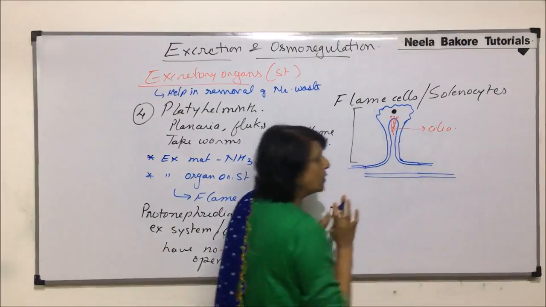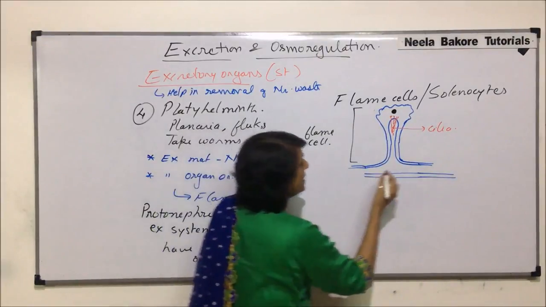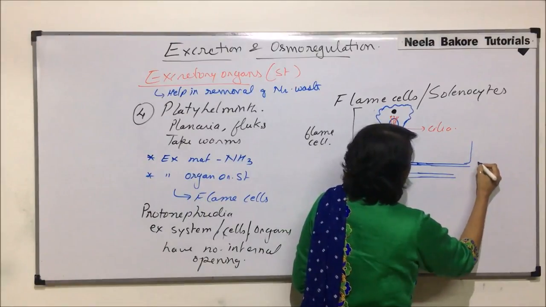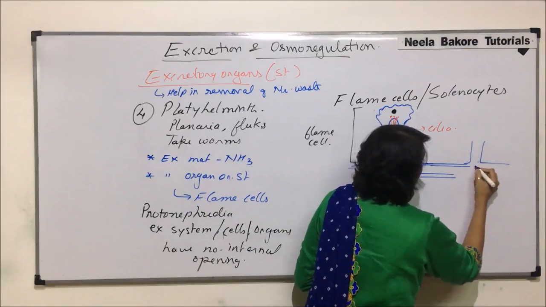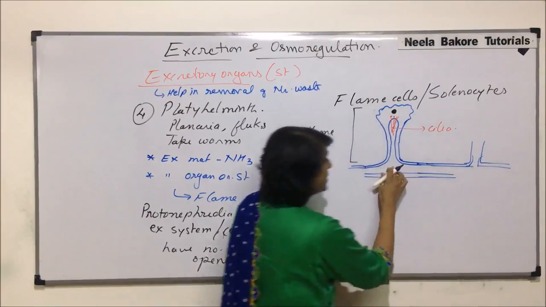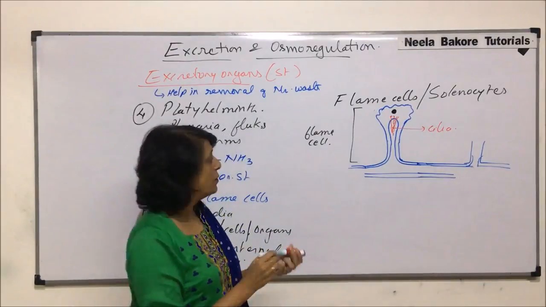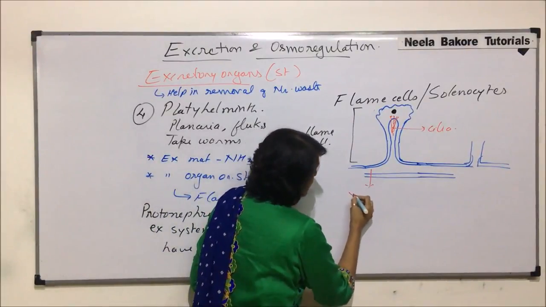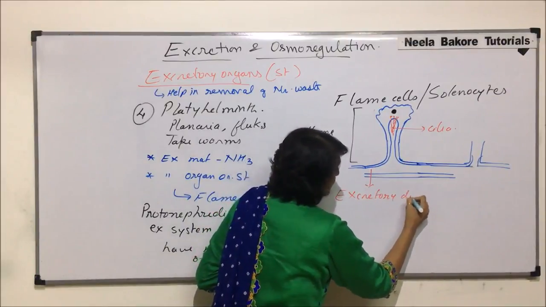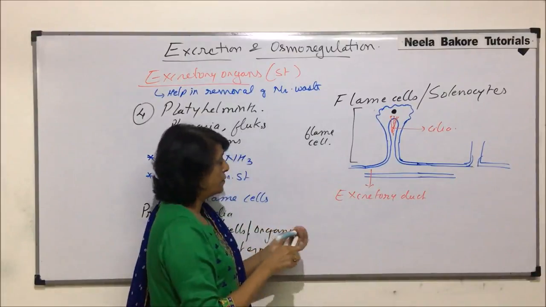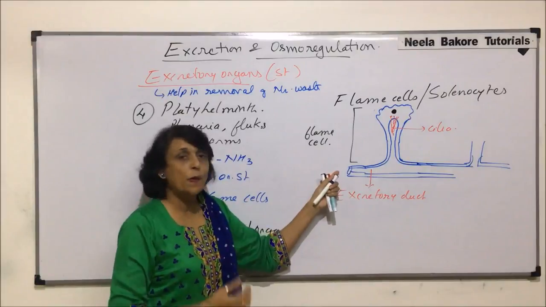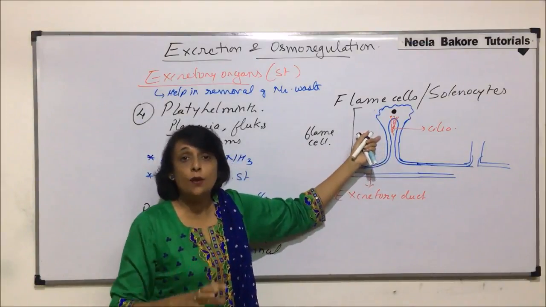Now here we have drawn only one flame cell, but there can be many such flame cells. This is one. Now if we draw just one more, here is going to be another flame cell. And this cell will again pour its secretion into this duct. This duct is going to open out through the excretory pore. So this duct is known as the excretory duct. Suppose if we draw that here it opens out. Say this is the opening. So it is going to open out, but there is no internal opening.